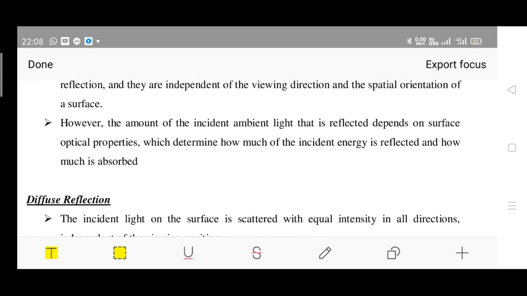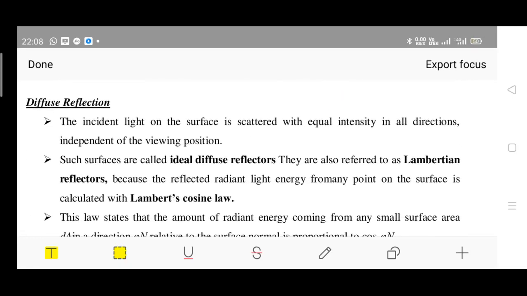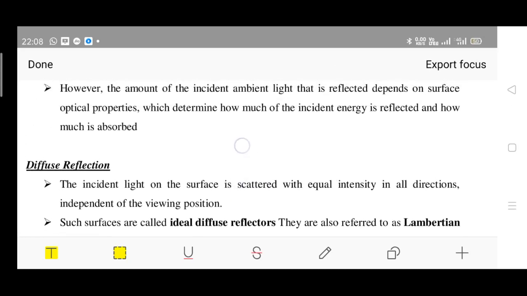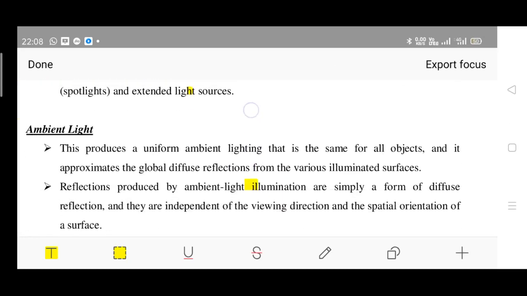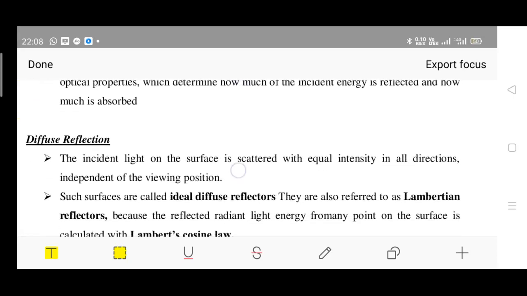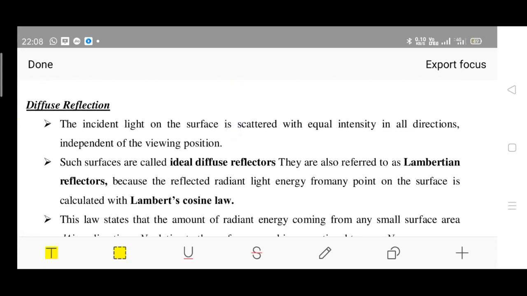Next is the diffuse reflection. Please understand, we are talking about the illumination model. The incident light on a surface is scattered with equal intensity in all directions. The incident light, the light which hits a particular surface, is scattered with an equal amount of intensity in all directions, independent of the viewing position. Such type of reflection is called diffuse reflection.